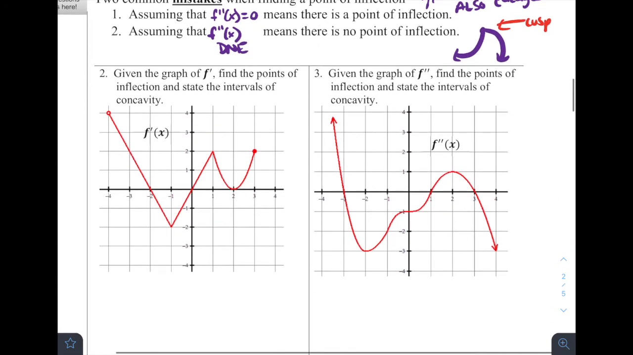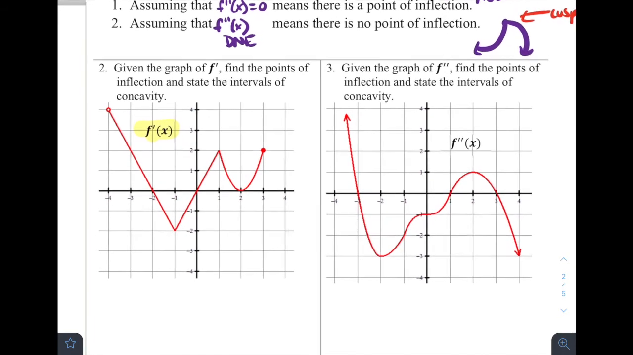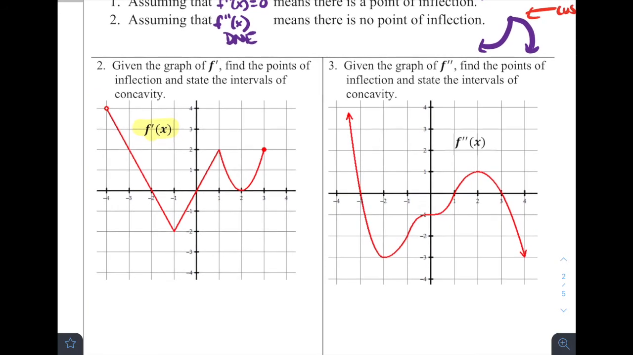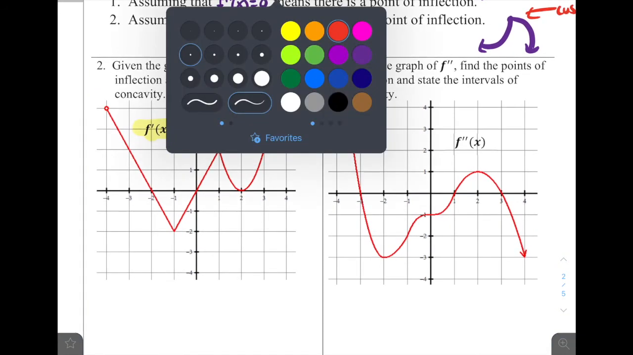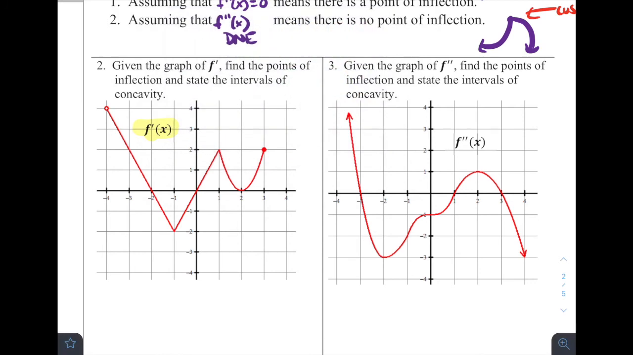Given the graph of f prime, find the points of inflection and state the intervals of concavity. It doesn't say explicitly in this problem, but I'm assuming we're talking about finding the points of inflection of f of x, not the points of inflection of f prime. To find those, we need to look at the second derivative. But we have the first derivative here. So what would be our second derivative?